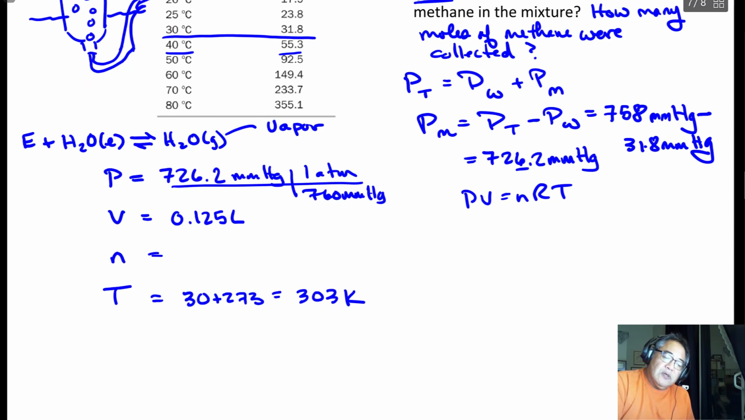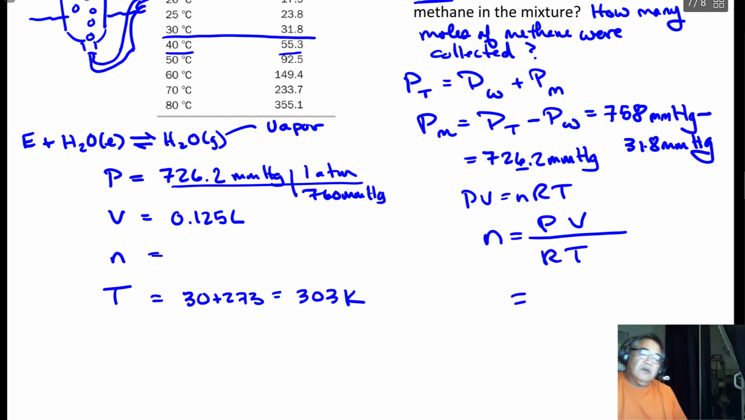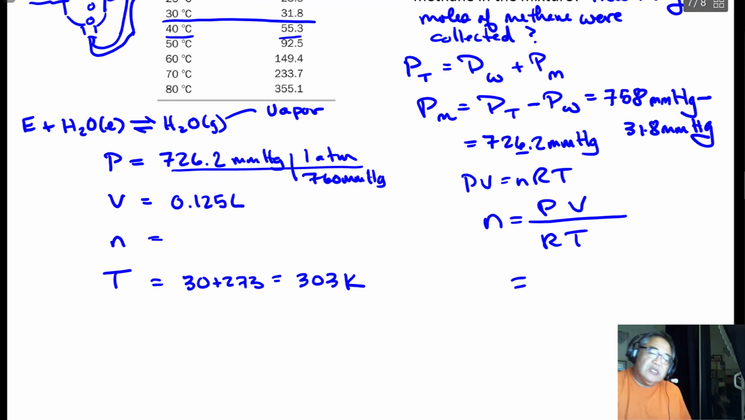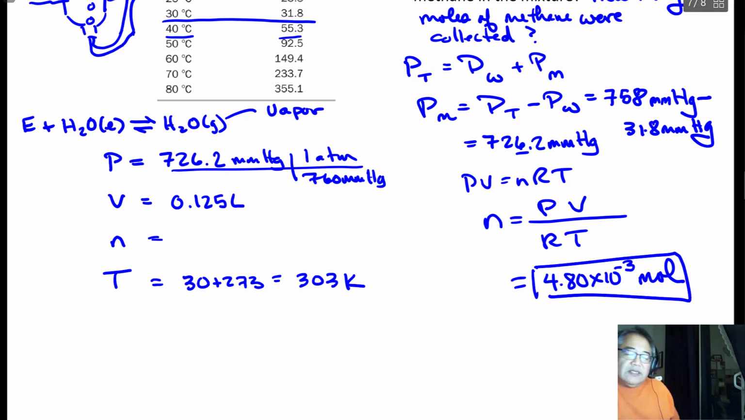I've done this before, so that just comes out to n equals PV over RT. And now I can plug the values in and do the calculation. So I'm going to leave that as an exercise for you to do. I'll write the answer on the slide in a few seconds, but you should set it up and make sure you can get that answer. And so that's the answer for that calculation. Okay, so go ahead and try setting that up to see that you can get it.